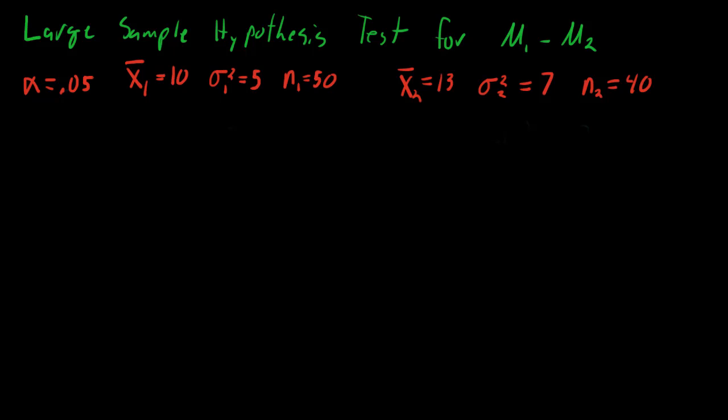In this video, we're going to be walking through an example for a large sample hypothesis test for comparing mu1 and mu2. So to do that, we're first going to set our alpha level. We're going to set alpha equal to 0.05.